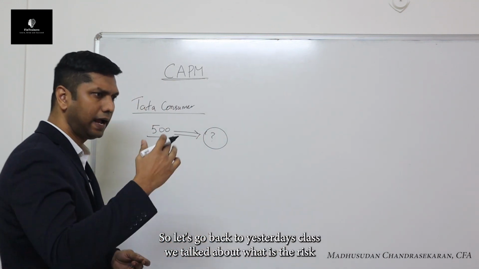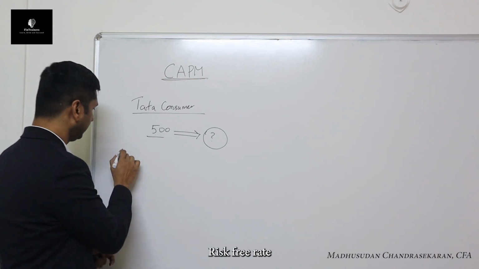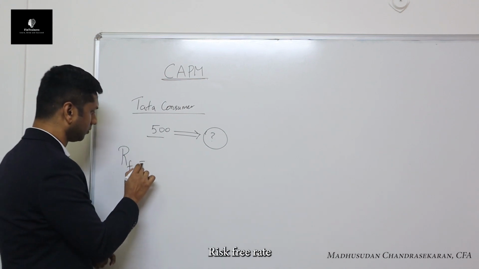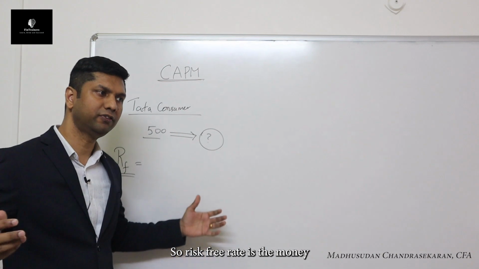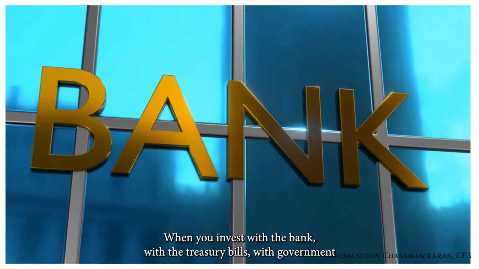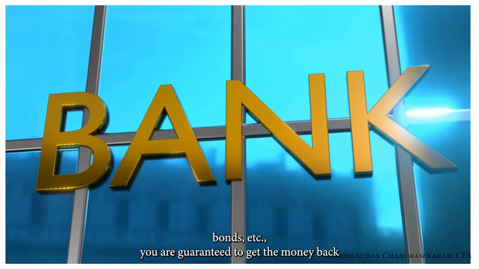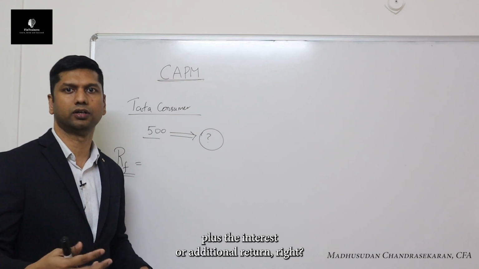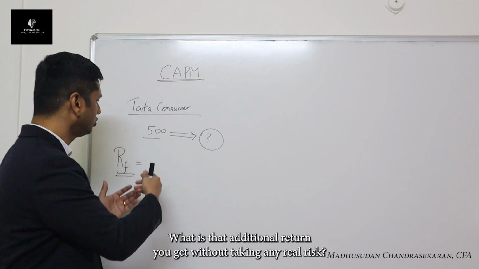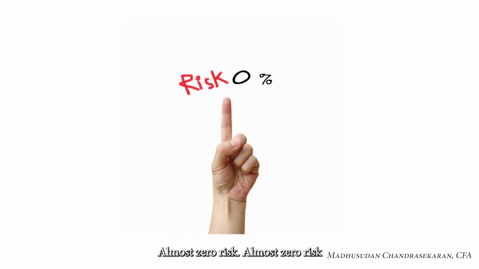So let's go back to yesterday's class. We talked about what is the risk-free rate. The risk-free rate is the money when you invest with a bank, with treasury bills, with government bonds, etc. You are guaranteed to get the money back plus the interest or additional return. What is that additional return you get? Without taking any real risk, almost zero risk.